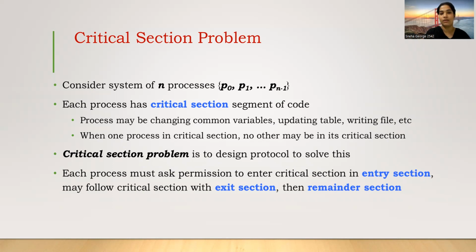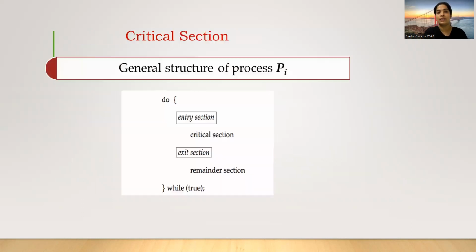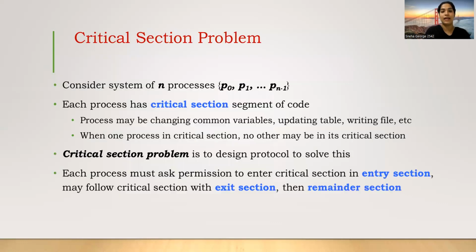Let us see the general structure of a process Pi in a critical section. Basically, there are three sections: the entry section, the exit section, and the remainder section. There are three sections that may fall around the critical section.